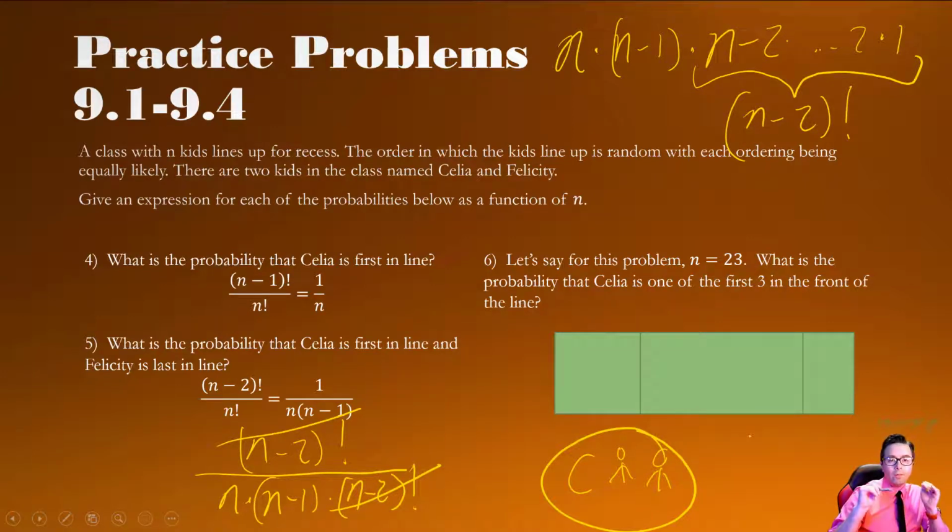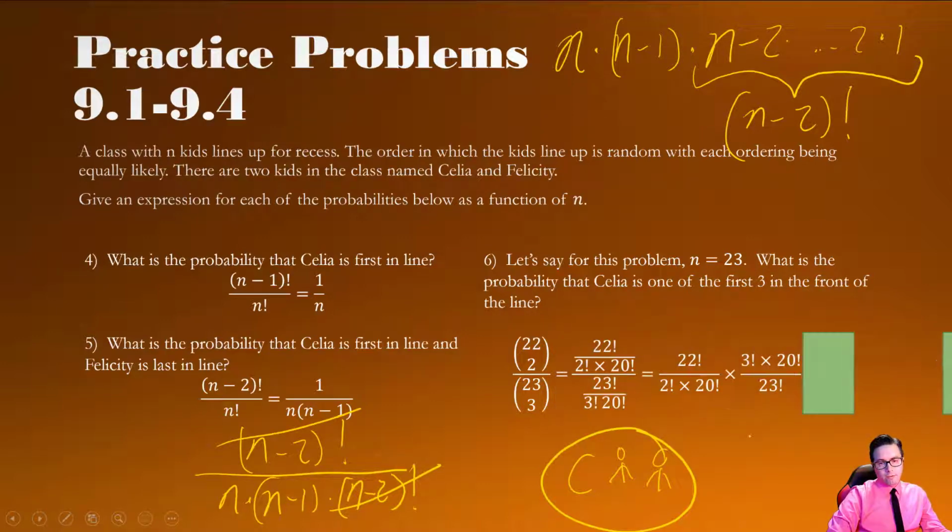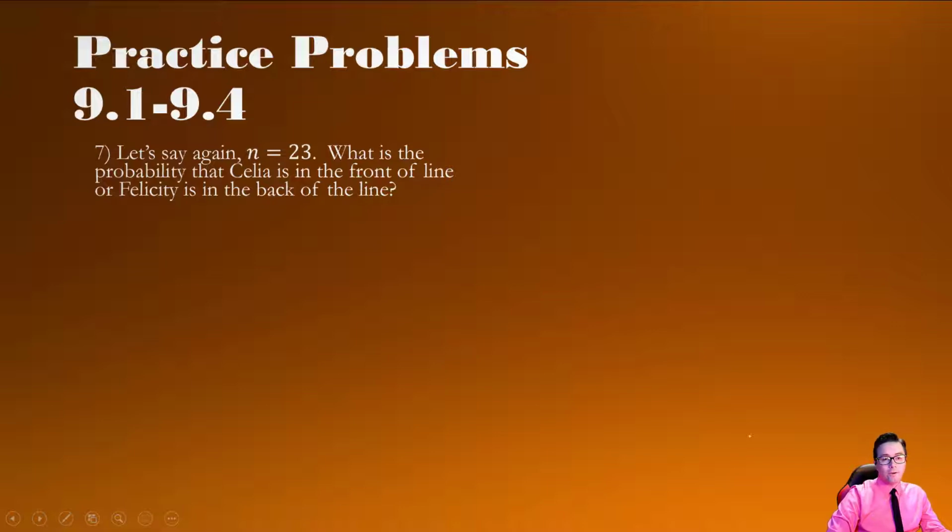Because we're talking about all the possible finishings with Celia in the top three. And so there's two other spots open, and we're pulling from N minus 1 spots, right? So it's N minus 1 choose 2. Oh, sorry, 22 is the N minus 1, right? And then we just solve it out, and we get 3 over 23.